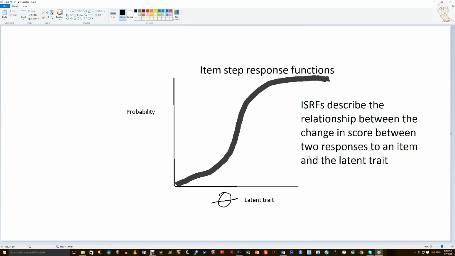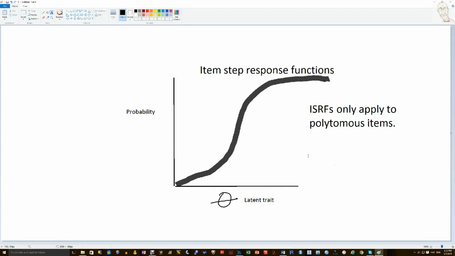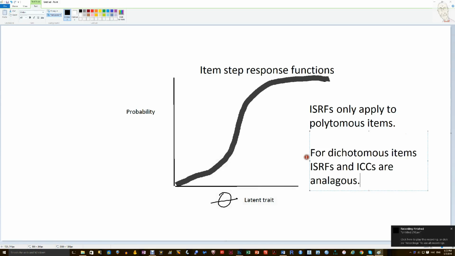Item step response functions, or ISRFs for short, describe the relationship between the change in score between two responses to an item and the latent trait. Clearly, the ISRFs are analogous to an item characteristic curve. Please note that item step response functions only apply to polytomous items. For dichotomous items, item step response functions and item characteristic curves are analogous.